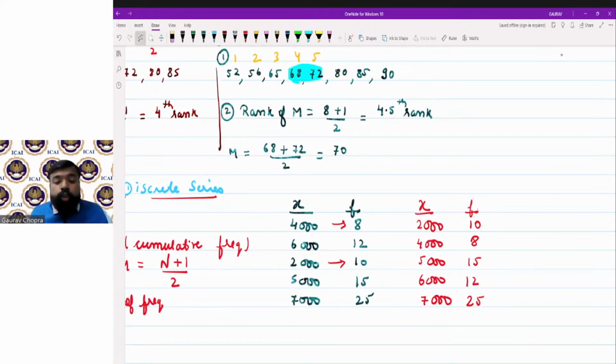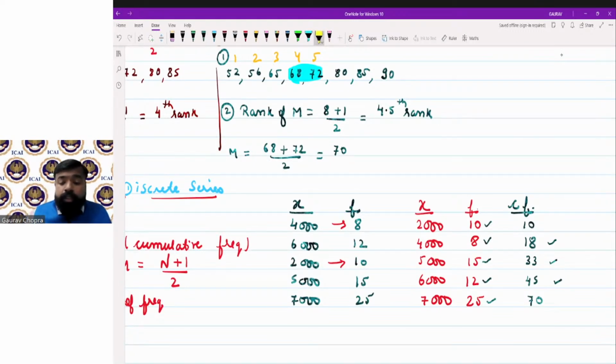Now the next step is to find the CF, cumulative frequency. So add frequency at every step. So first is 10. Now 10 plus 8, 10 plus 8 is 18. Okay. Then 18 plus 15, 18 plus 15 is how much? 33. 33 plus 12 is 45. Then 45 plus 25 is 70. So this is CF.